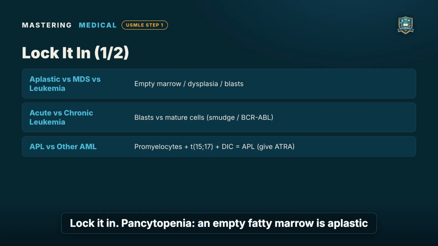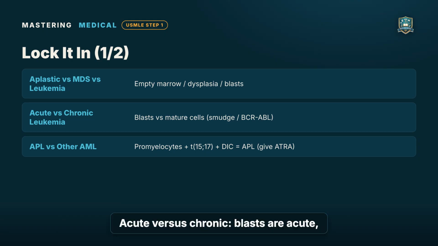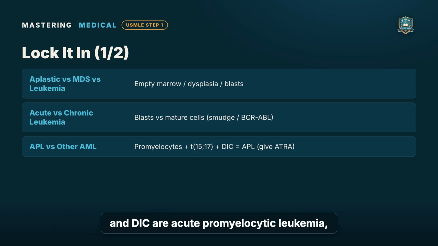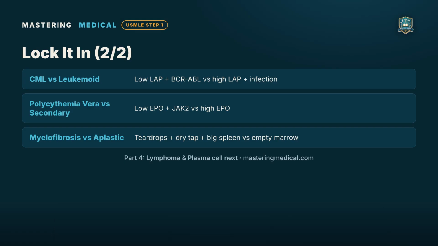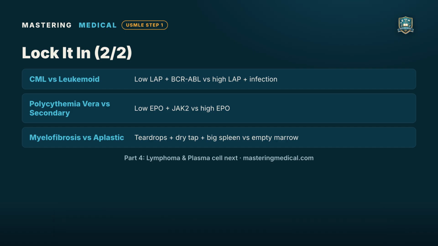Lock it in. Pancytopenia, an empty fatty marrow is aplastic anemia, dysplasia is MDS, blasts are acute leukemia. Acute versus chronic. Blasts are acute, mature smudge cells or BCR-ABL are chronic, and within AML, promyelocytes with the 15-17 translocation and DIC are acute promyelocytic leukemia, treated with all-trans retinoic acid. High white count. A low leukocyte alkaline phosphatase with BCR-ABL is CML. A high score with an infection is a leukemoid reaction.